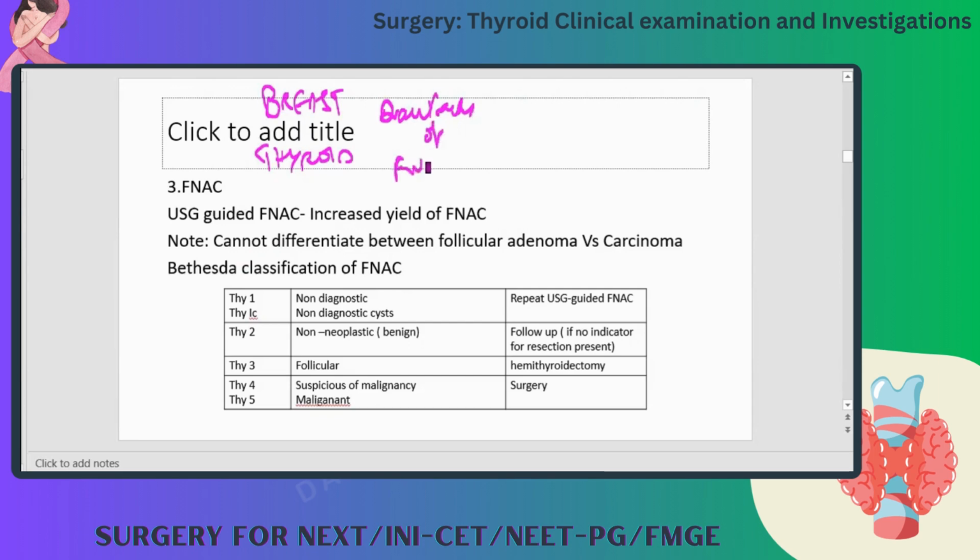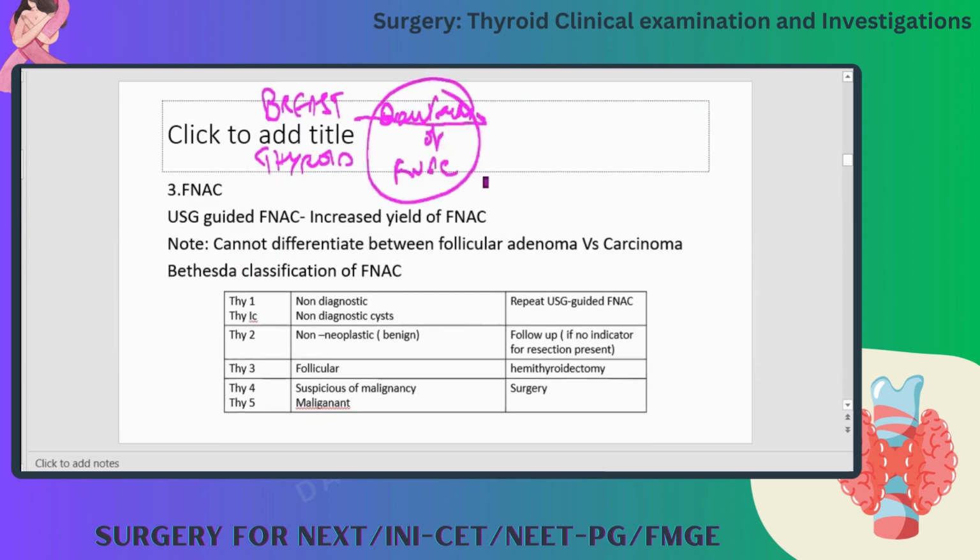Drawbacks of FNAC. In breast, cannot differentiate between in situ and invasive lesion. In thyroid, you cannot differentiate between adenoma and carcinoma. Which adenoma, which carcinoma? Follicular adenoma and follicular carcinoma. Clear? Okay. So, can anybody summarize what we have discussed in the afternoon session, thyroid?